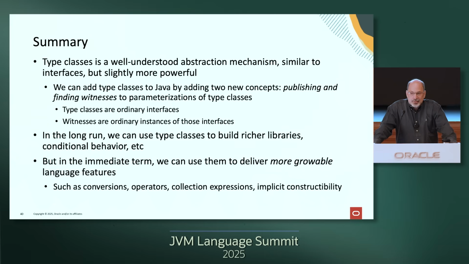And we can add type classes to Java by adding relatively little to the language. A mechanism for publishing witnesses and a mechanism for finding witnesses that we can piggyback on existing language constructs like interfaces, fields, and methods. Hopefully in the long run, we'll be able to use this to build richer generic libraries and conditional behavior and those things as well. But in the short term, we can use this to deliver growable language features, including features people have been asking for quite a while.